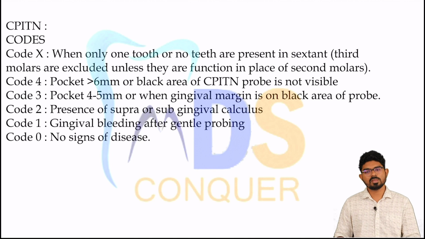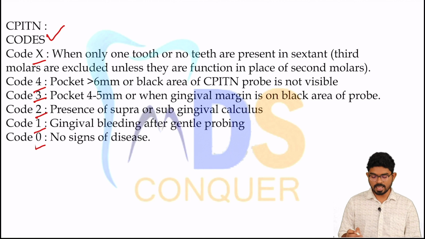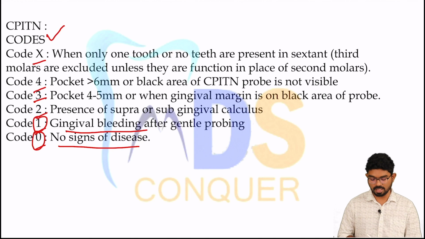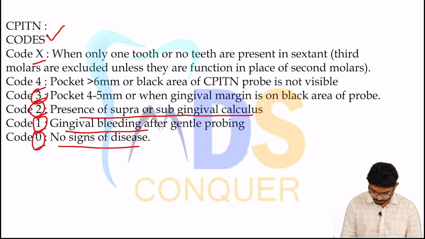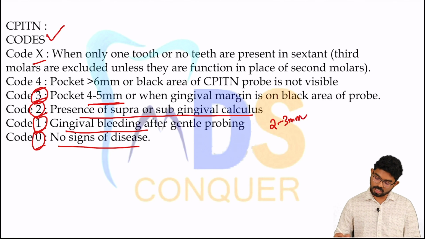Next, okay, so go back and please try to read everything which is given in Schopenpeter. I'm just focusing more on the codes and the treatments. Okay, so what is the coding? You have different codes, that is X, 4, 3, 2, 1, 0. Very simple. 0 is no signs of disease. 1 is gingival bleeding. 2 is presence of calculus. 3 is a pocket of 4 to 5 millimeters. So normally the normal range is 2 to 3 millimeters pocket, right?